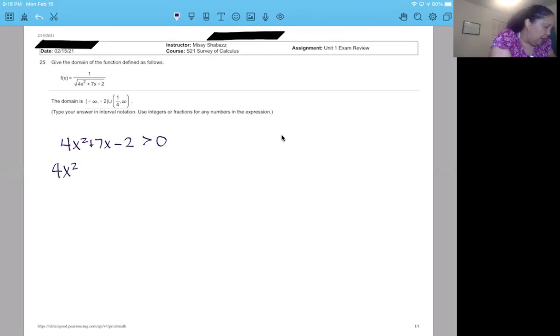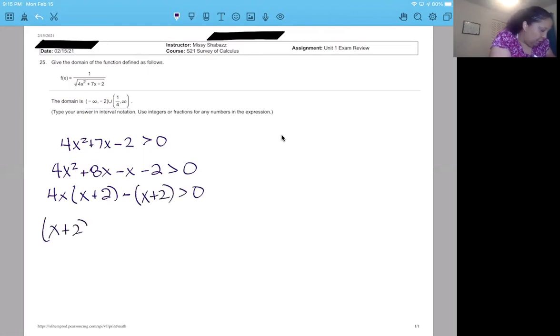So that would be plus 8x minus x. I'm going to factor the first two and factor out a 4x, and that is going to leave me with an x plus 2. Then I'm going to factor out a negative sign from the second two, and that gives me an x plus 2. Factor out an x plus 2, and I'm going to get a 4x minus 1. So my critical numbers are going to be x equals negative 2 and x equals 1/4.